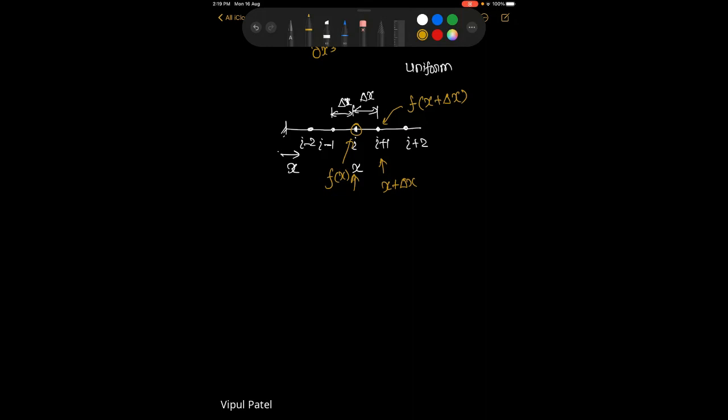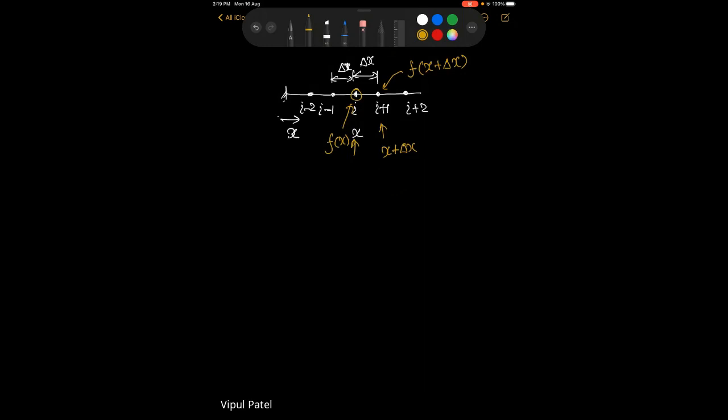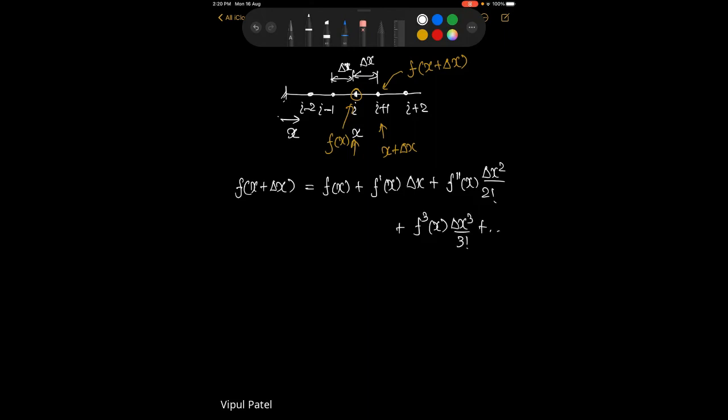Okay, so in order to do that, you can recall the Taylor series expansion. So this is the equation of Taylor series expansion where, in forward marching, you can say that f of x plus delta x is equal to f of x plus f prime x into delta x plus f double prime x into delta x square by 2 factorial. Then you can also have f triple prime x delta x cube by 3 factorial and so on, right? So that is called higher order terms.